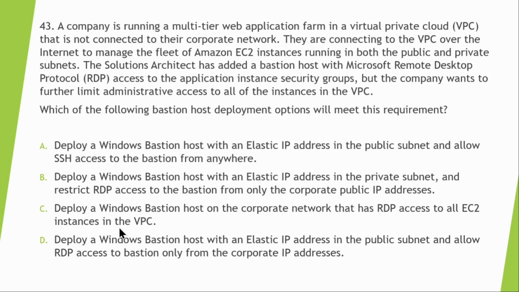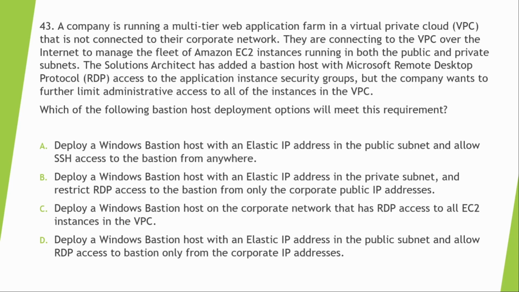Next question. A company is running a multi-tier web application farm in a virtual private cloud, that's VPC, that is not connected to their corporate network. They are connecting to the VPC over the internet to manage a fleet of EC2 instances running in both the public and private subnets. The solutions architect has added a Bastion host with Microsoft Remote Desktop Protocol access to the application instance security groups, but the company wants to further limit administrative access to all the instances in the VPC. Which of the following Bastion host deployment options will meet this requirement?